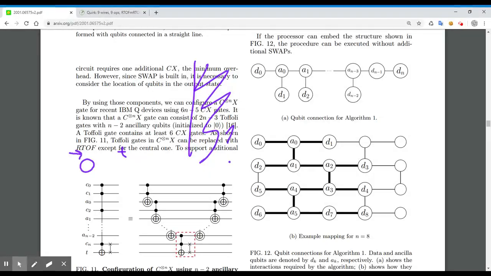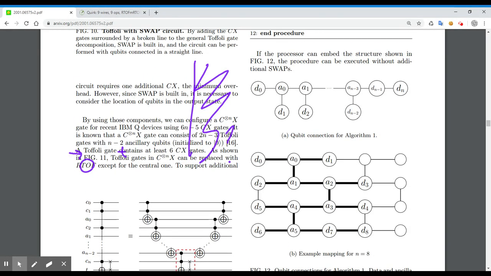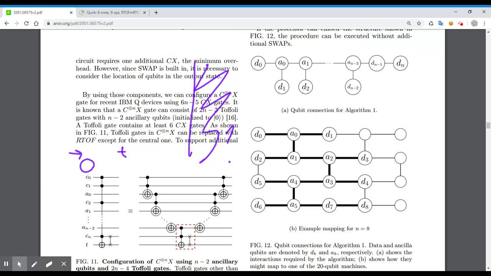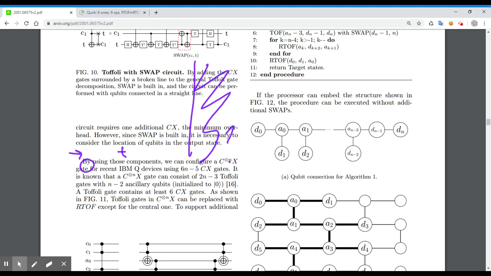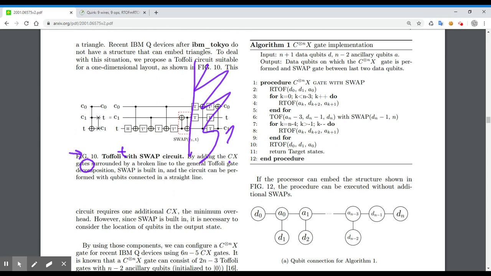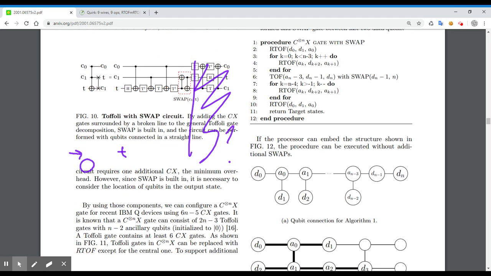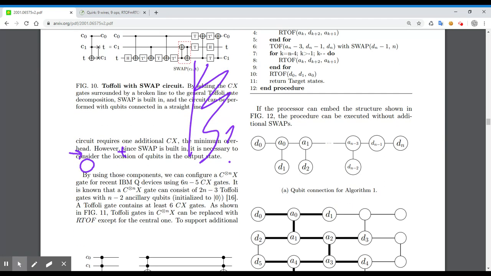Question here. Actually, another question: why do we need an actual Toffoli gate at the end? Why can't this be another RTOF gate? Why does it have to be the actual Toffoli gate?